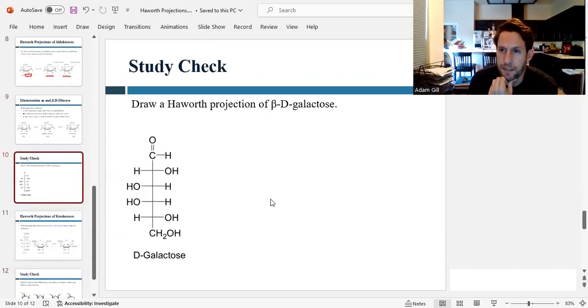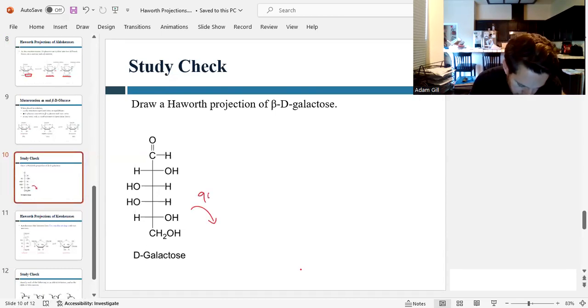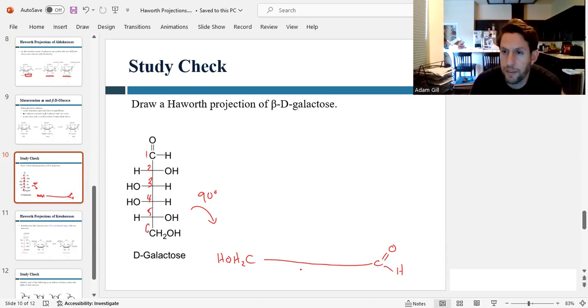Now, let's see if we can draw a different sugar as a Haworth projection. So let's use D-galactose here. First thing we're going to do, we're going to tip it over 90 degrees and draw it on its side. So HOH2C. And then at the end, we've got C double bond OH. And it looks like there are 6 total carbons with 4 chirality centers. So 1, 2, 3, 4 chirality centers.